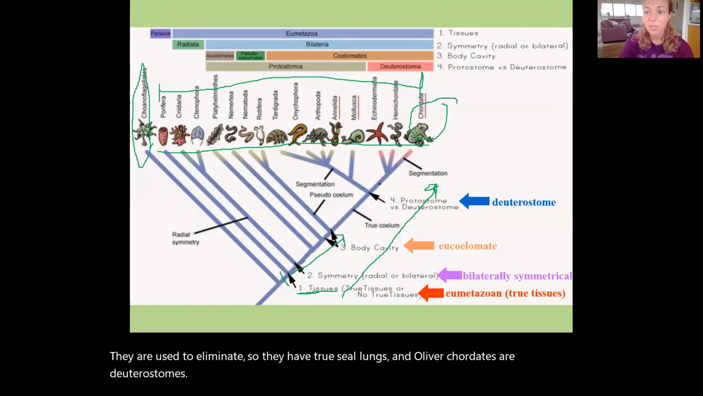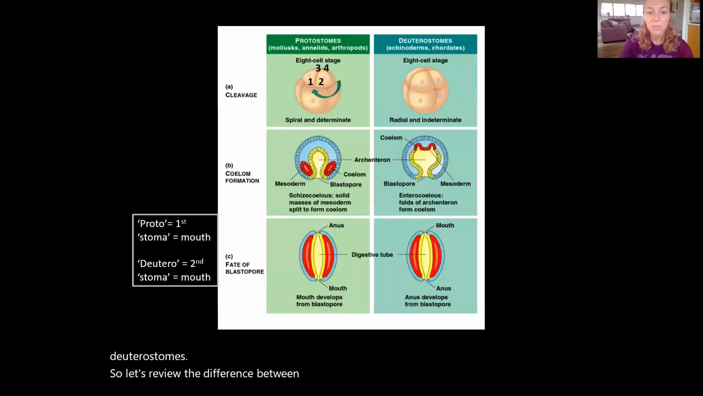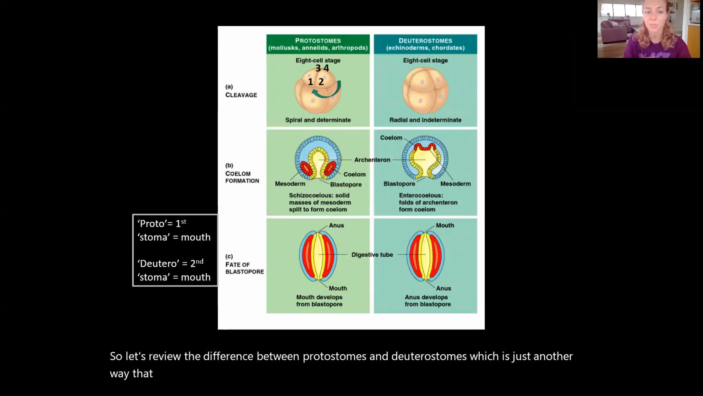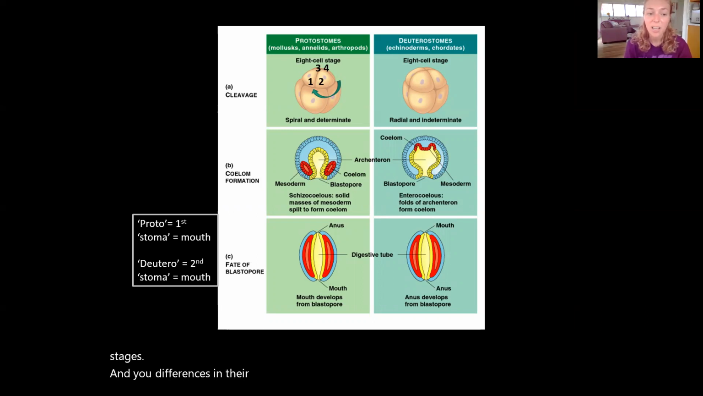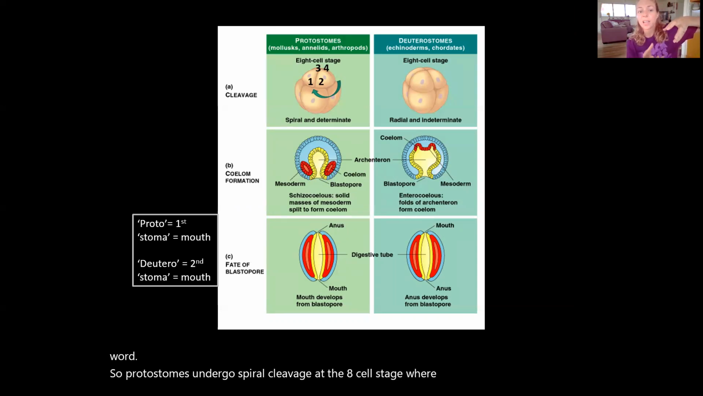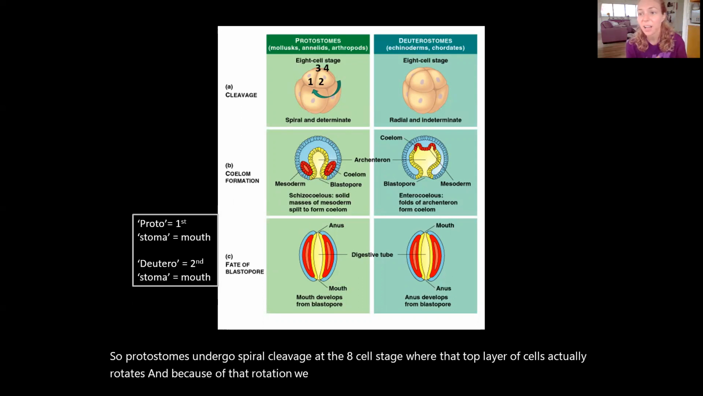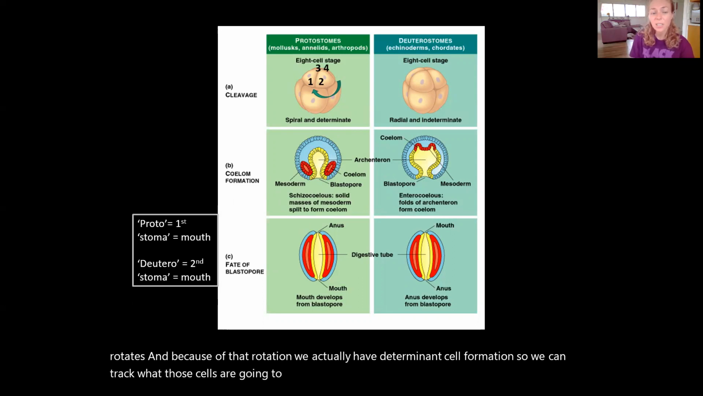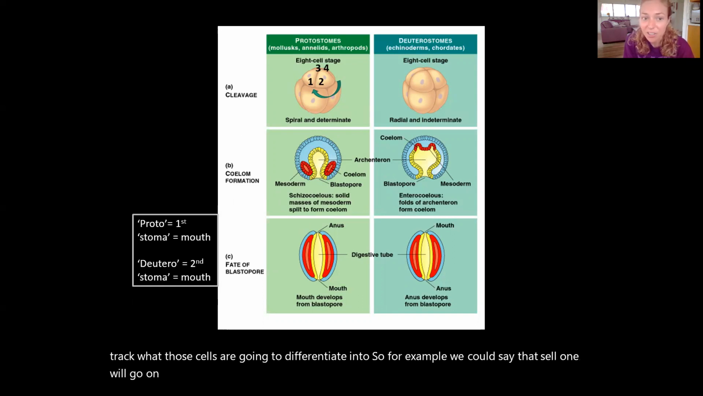So let's review the difference between protostomes and deuterostomes, which is just another way that we characterize organisms based on differences at their embryonic developmental stages. And we see differences in their cleavage, their coelom formation, and the fate of their blastopore. So protostomes undergo spiral cleavage at the 8-cell stage, where that top layer of cells actually rotates. And because of that rotation, we have determinate cell formation, so we can track what those cells are going to differentiate into. So for example, we could say that cell 1 will go on to form gut lining tissue.